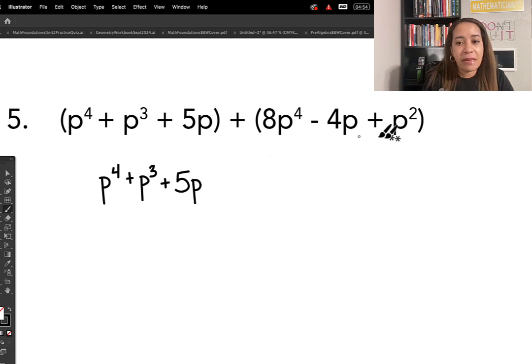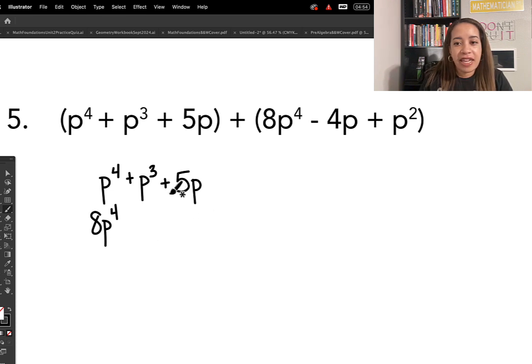As I copy my second polynomial, I need to stack up the pieces that have the same variable and the same exponent. Even though I see lots of p's in my problem, I can only match up the ones that have the same exponent. So 8p to the fourth power matches with p to the fourth power. I notice that this polynomial does not have a term that has p to the third power. So I need to leave some space right here to show that I did not have a match.